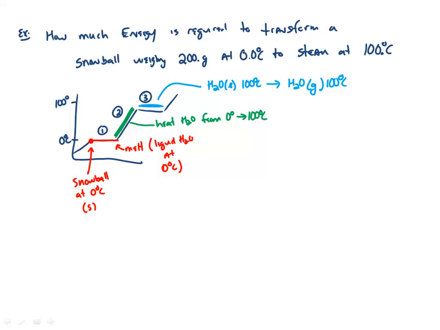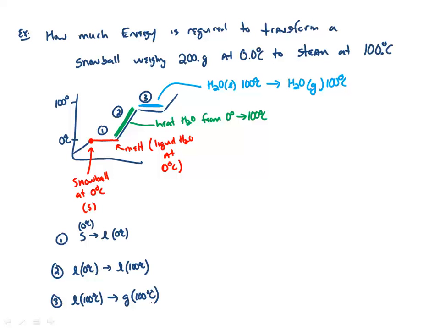What that means is that we've got three steps or three equations we use to solve this problem. Step one goes from a solid to a liquid at 0 degrees Celsius. Step two goes from a liquid at 0 degrees Celsius to a liquid at 100 degrees Celsius. Step three goes from a liquid at 100 degrees Celsius to a gas at 100 degrees Celsius. Some parts use the flat-part equation. The very first one is Q equals m delta H of fusion, and at the end we use Q equals m delta H of vaporization. And in the middle we use Q equals m s delta T.